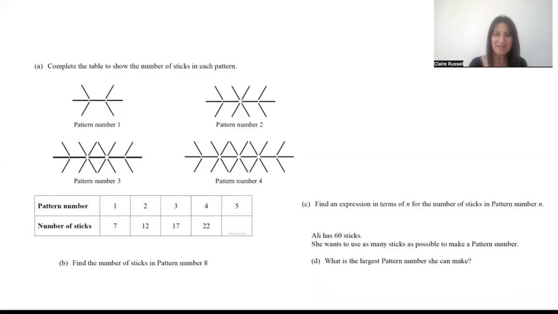Hi, welcome to the exam collection, where we just look at half a dozen exam questions to get us exam ready. So the more practice we do, the better we get.